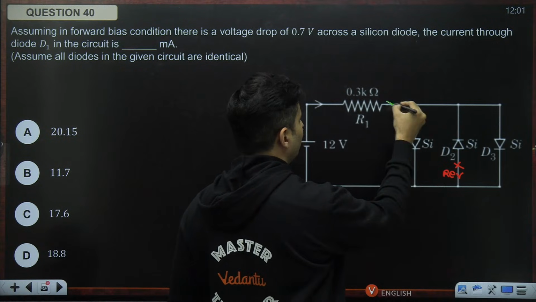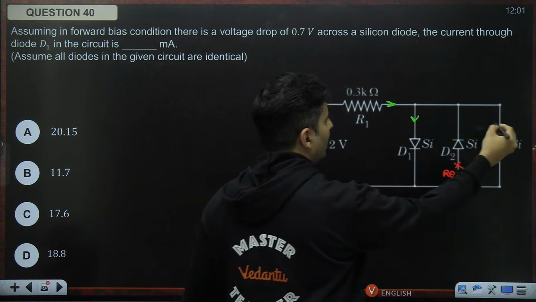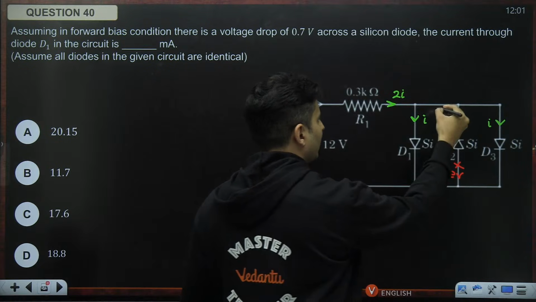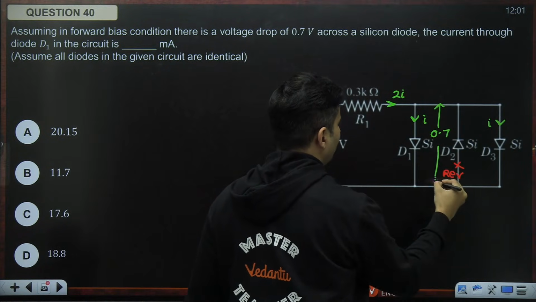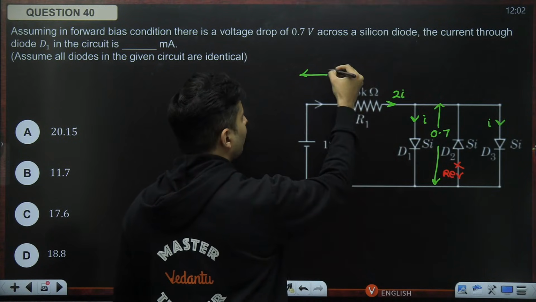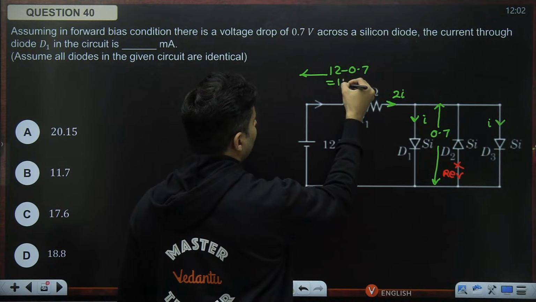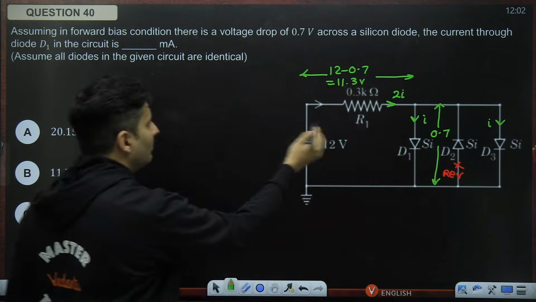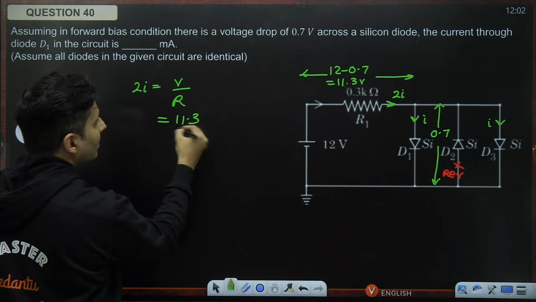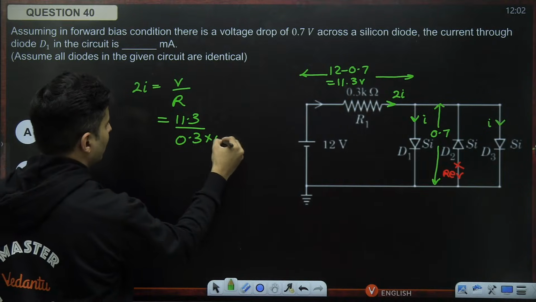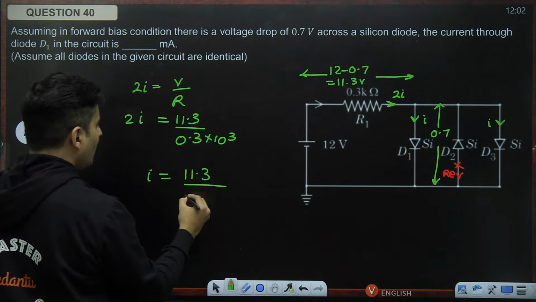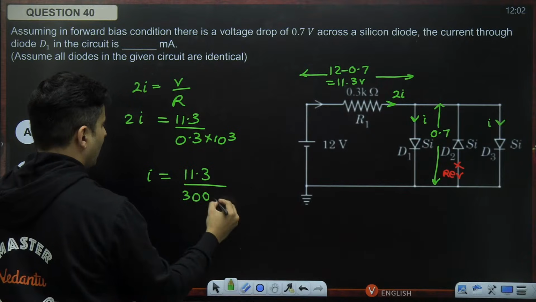So whatever current has to flow will come here and it will get distributed in both of them equally. So let's say this is I, this will be 2I. But the drop over here is 0.7 volts. So from 12, 0.7 volts is dropped here. So how much voltage will be dropped? 12 minus 0.7, which is 11.3 volts. Now from that we can find out the current. 2I will be voltage by resistance. Voltage is 11.3, resistance is 0.3 kilo, so 10 to the power 3. So that is 2I. So from this I will be 11.3 divided by 300 into 2.